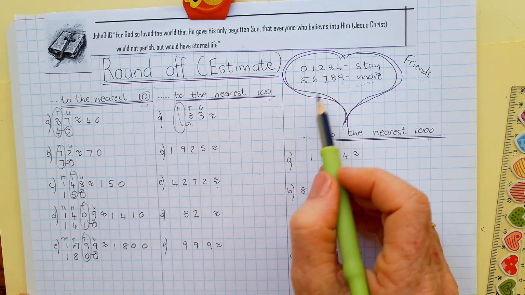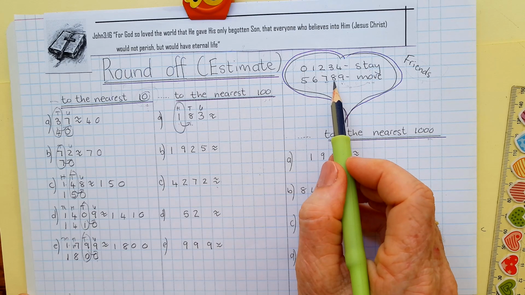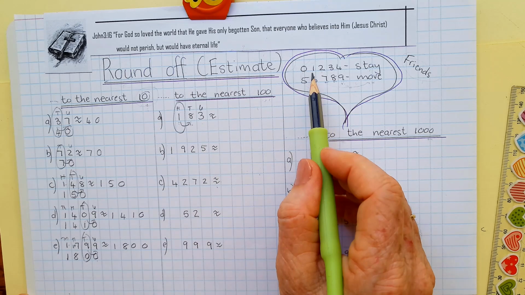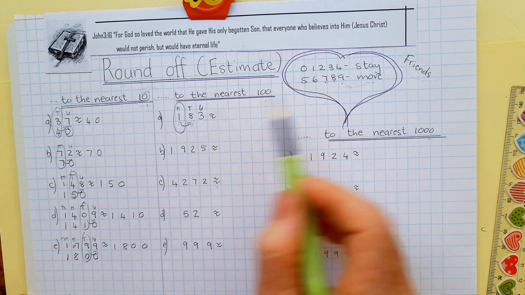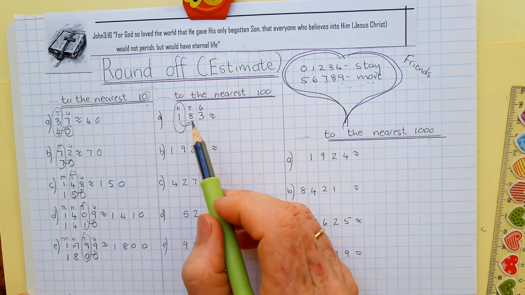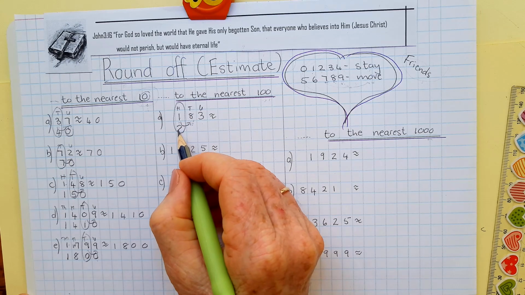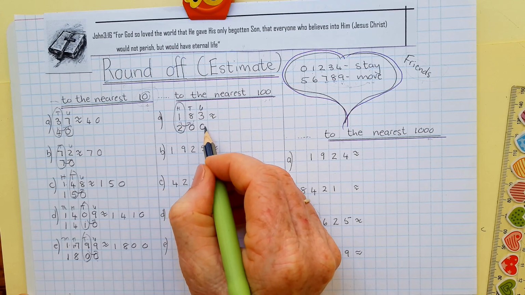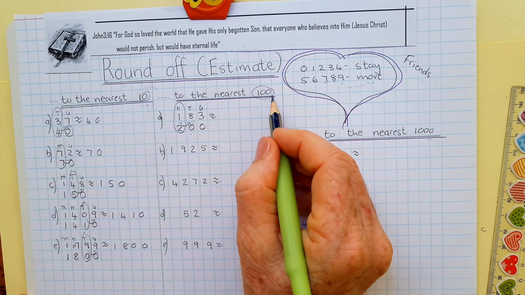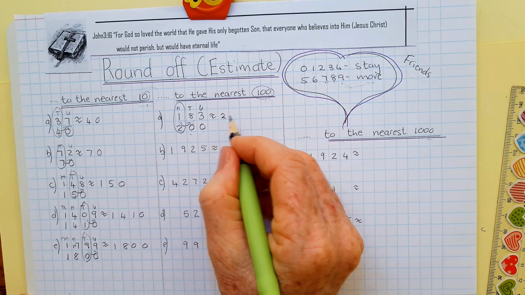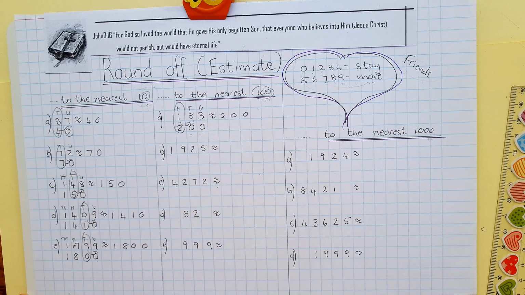So the 8 say, I must move. You don't go to 1 to say what to do. You go to your friend. Your friend is telling you what to do. So 8 say, I must move to 2, and I end off with 2 zeros because 100 has 2 zeros. So my answer will be 200.